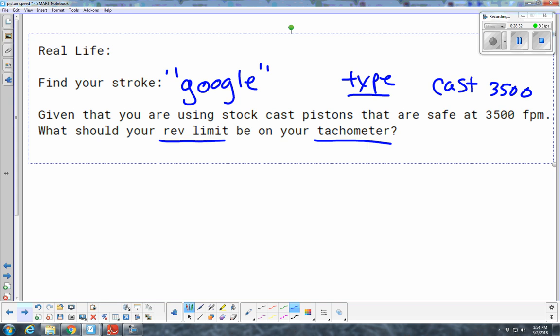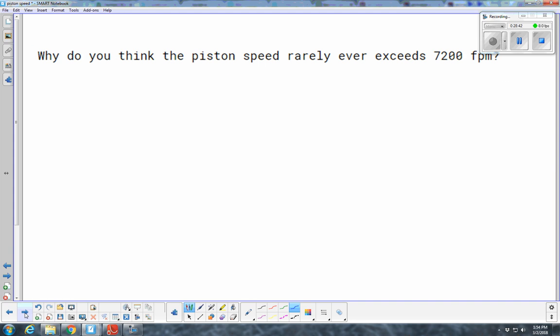And that's it. Last problem, why don't you ever see a valve exceed the 7,200? Well, because when that fuel and air ignites and that combustion happens, it expands, and it can only expand so fast. That's pretty close to the limit of what it can expand at. So you're not going to see a piston speed much faster than that. So that's a little heads up on that. All right, we're done.